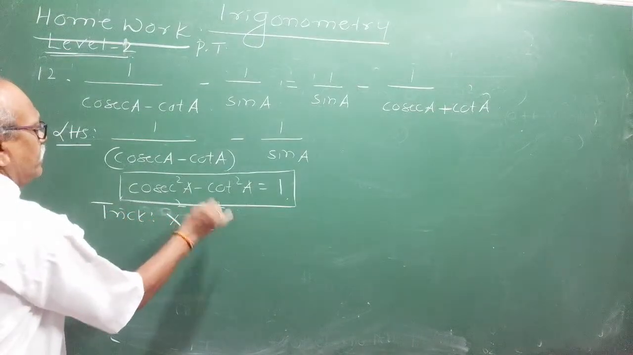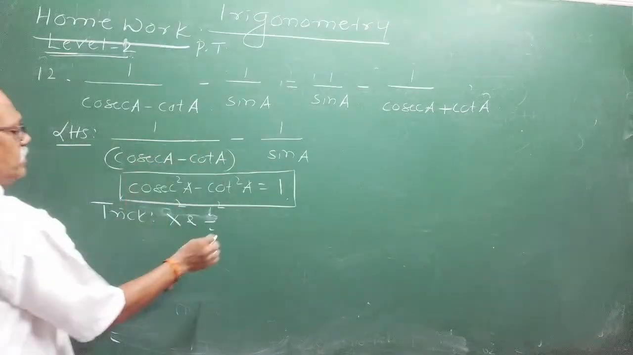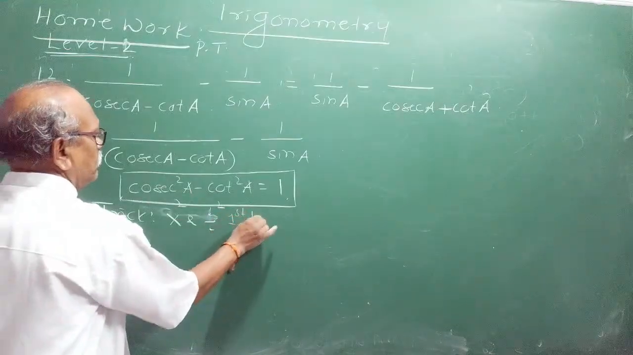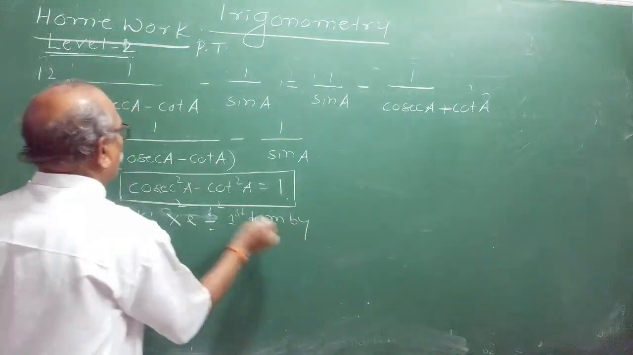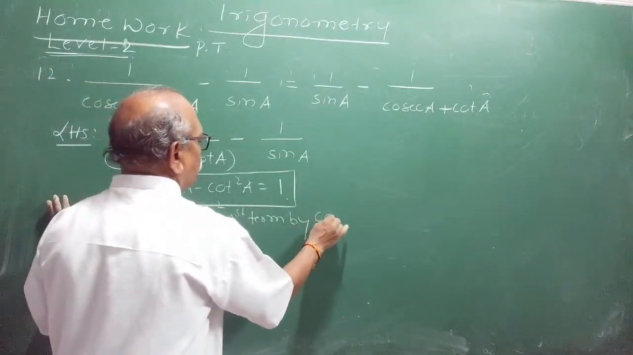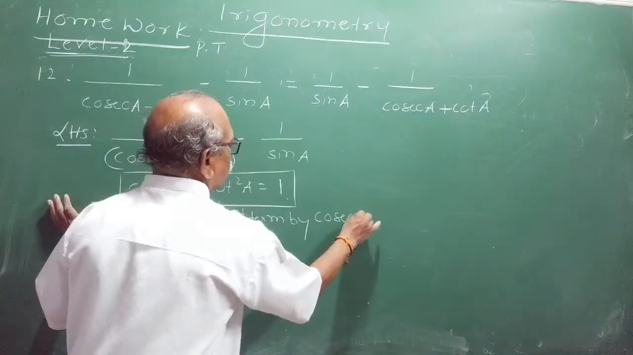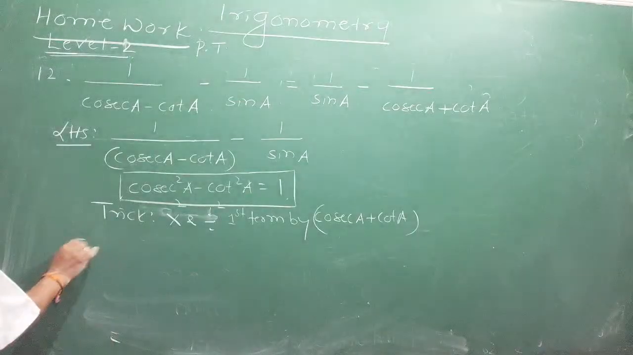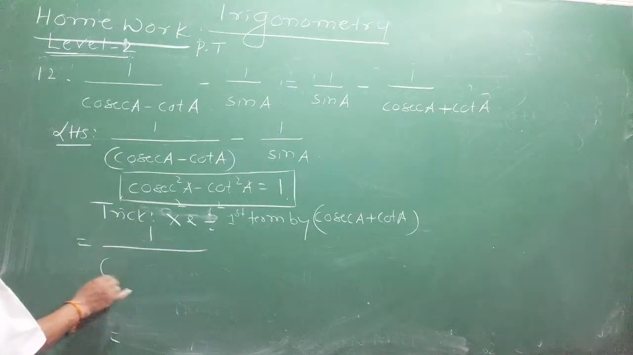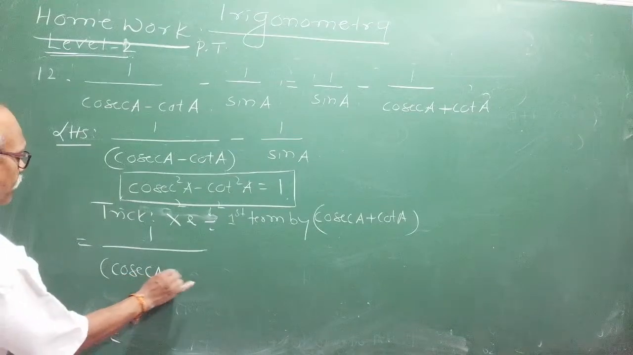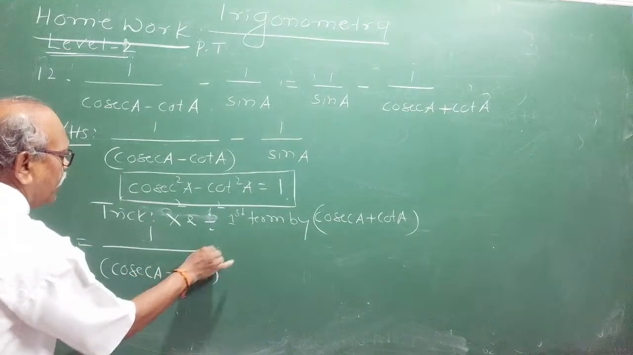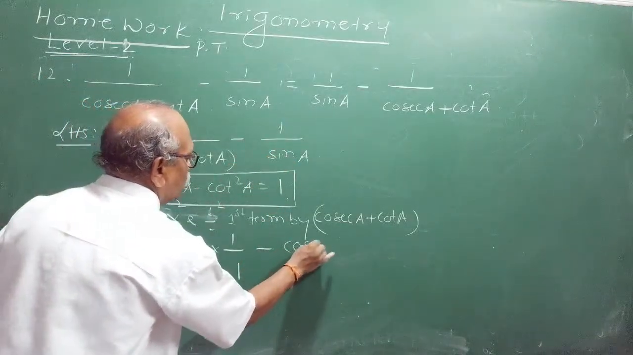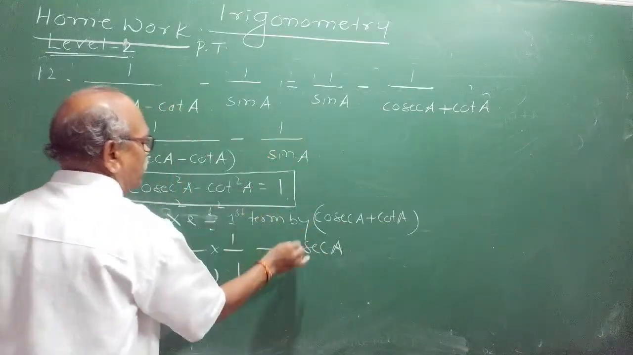For the first term, cosec A minus cot A is already there. You need to multiply and divide by cosec A plus cot A. Nothing will be changed. Cosec A plus cot A is the trick. You can write like this: 1 upon cosec A minus cot A. Can I write 1 by 1 here? Minus 1 upon sin A is equal to what? I will write cosec A. Can I? 1 upon sin A is equal to cosec A.